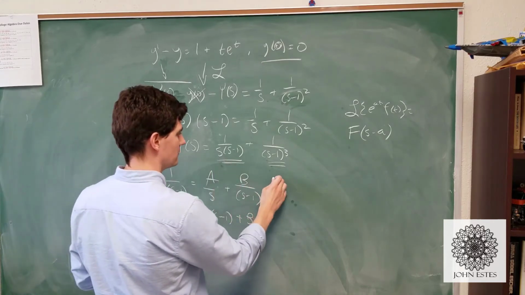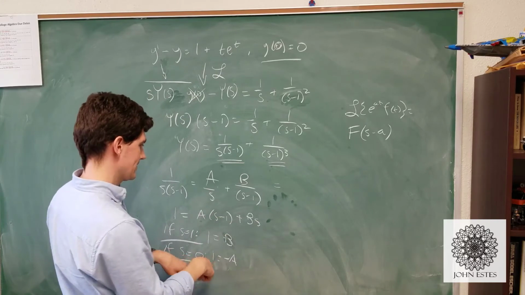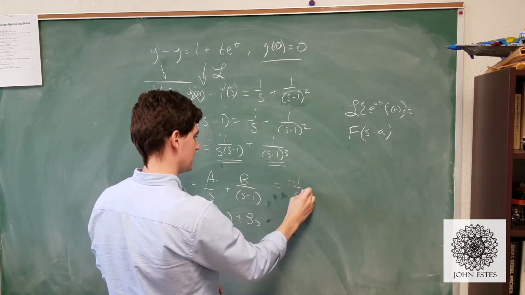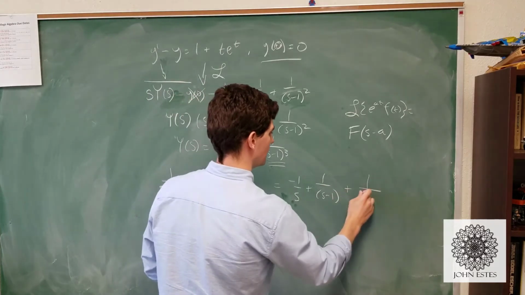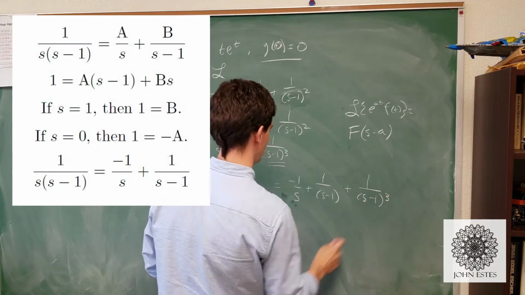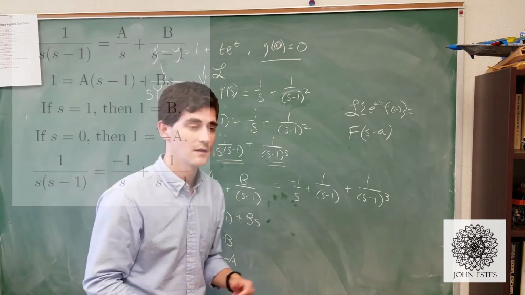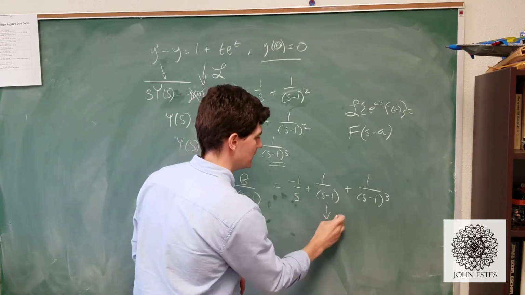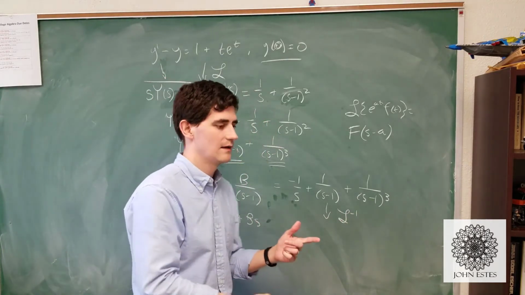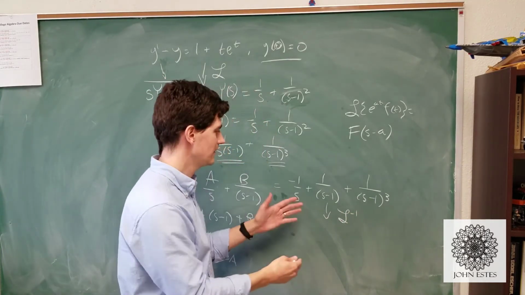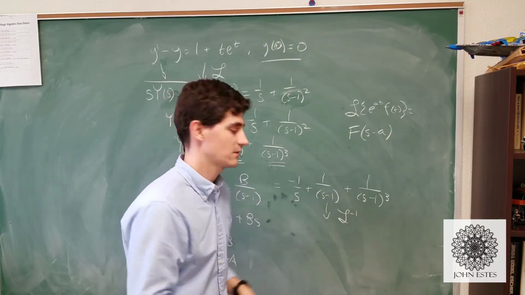So this whole expression, we could rewrite then as negative 1 over s plus 1 over (s minus 1) plus 1 over (s minus 1) cubed. Now this, remember, is my Y of s. Okay, so now to get my y of t, I need to do the inverse transform of these guys. In other words, it's kind of like antiderivatives or something. I need to think about what kind of things gave me these when I took the Laplace transform of them.